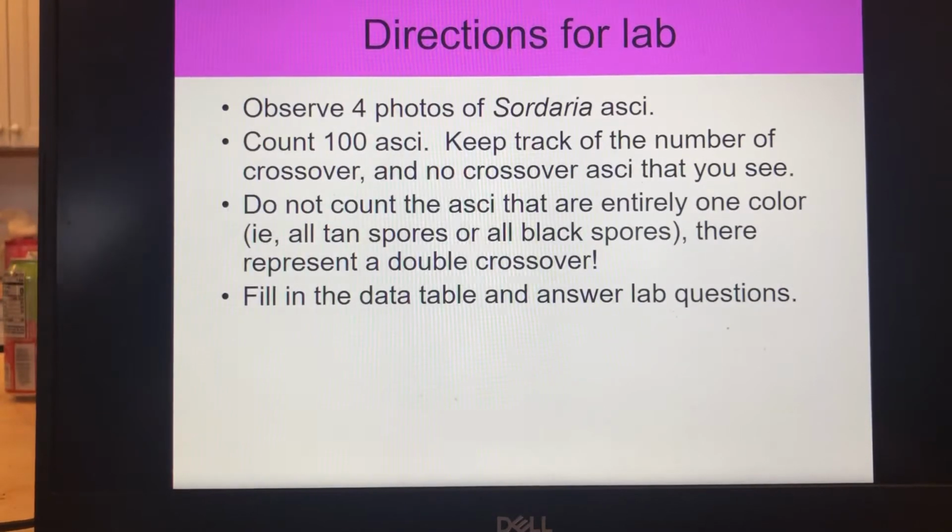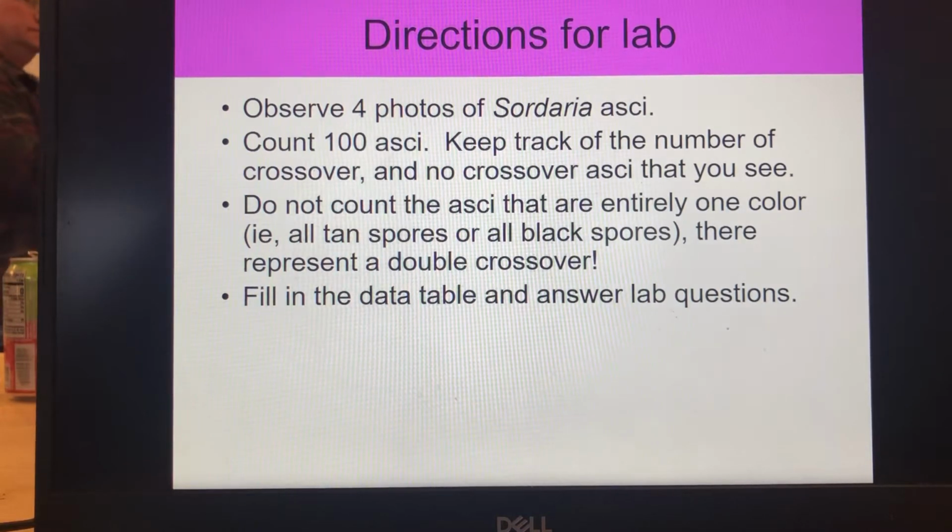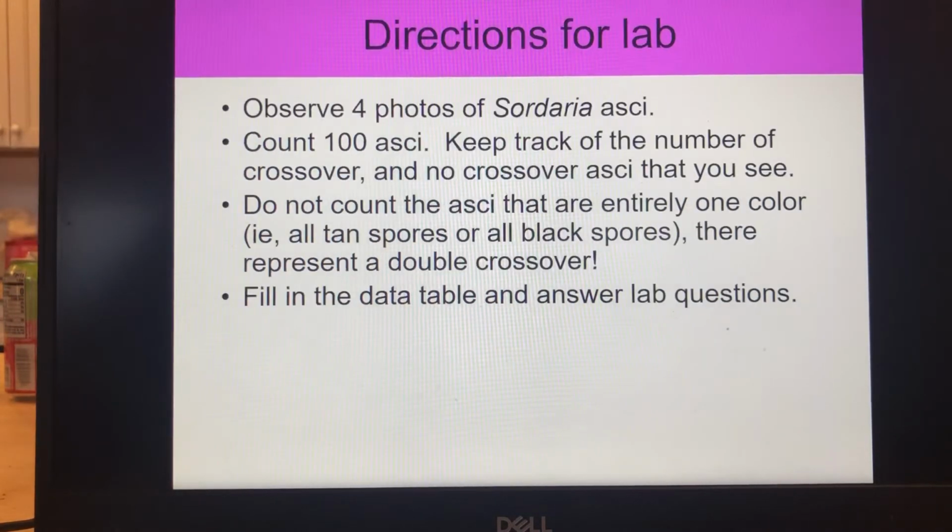Okay, so here's your lab. You're going to observe 4 photos of the Sordaria asci. They are labeled, so you can go, okay, that's card 1, that's card 2. Count 100 asci and keep track of the total number of crossover asci you see, and also the ones that are non-crossover.